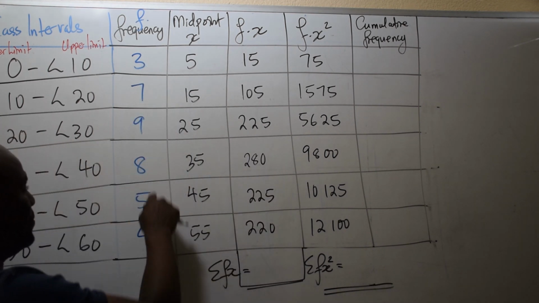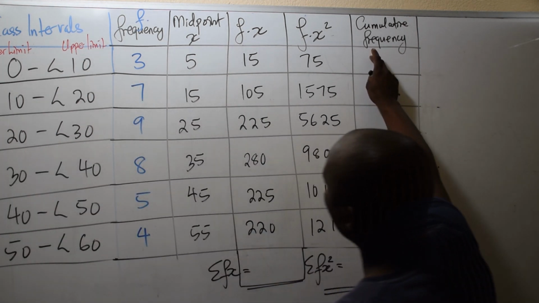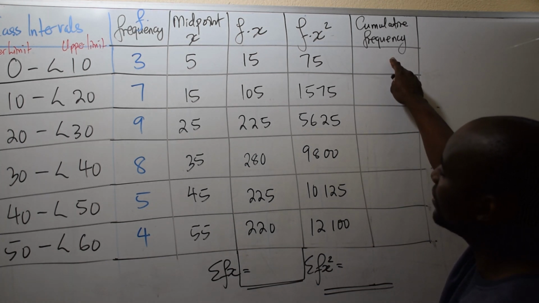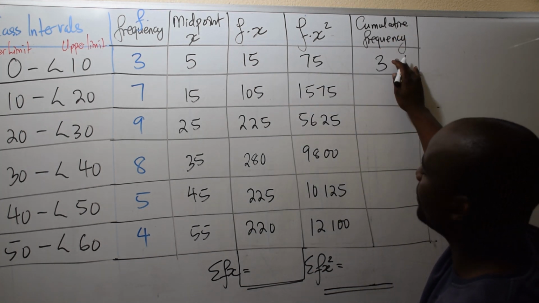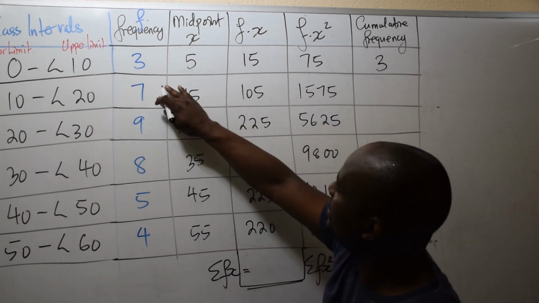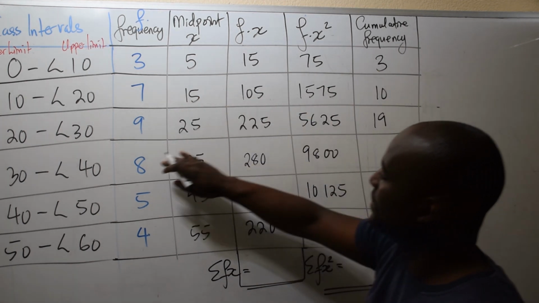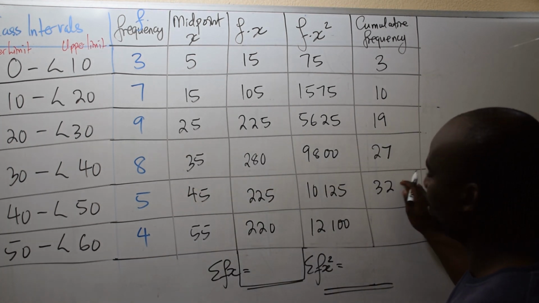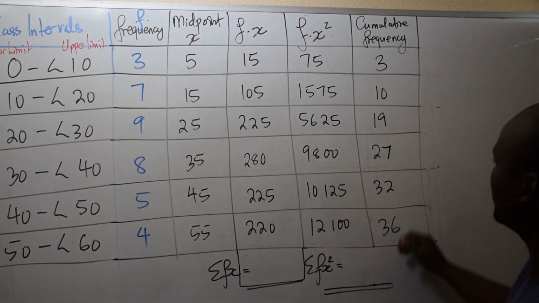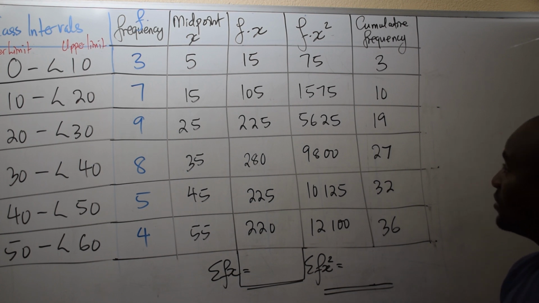You just need to check whether you've accounted for all the numbers, but you can also check using the cumulative frequency. There's nothing before the 3, so this one is a 3. 3 plus 7 is 10, 10 plus 9 is 19, 19 plus 8 is 27, 27 plus 5 is 32, 32 plus 4 is 36. So you're supposed to have your 36 observations. Once you have your 36 observations, you're ready to add up.